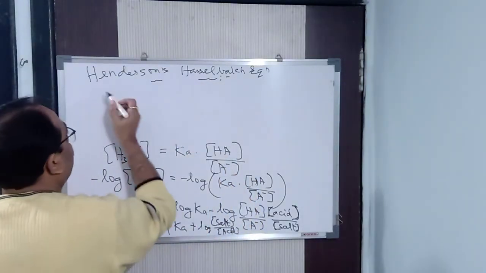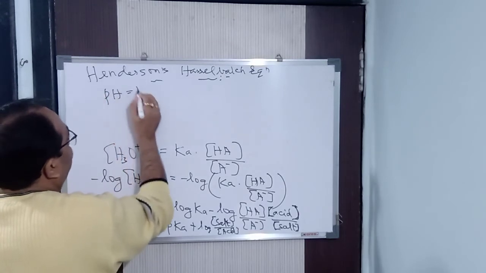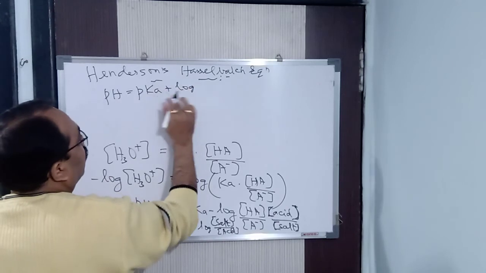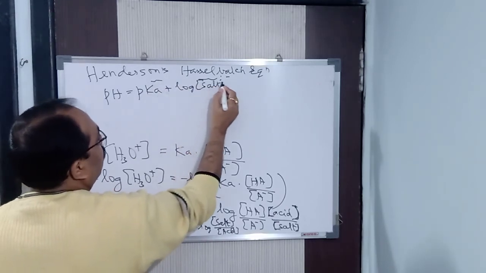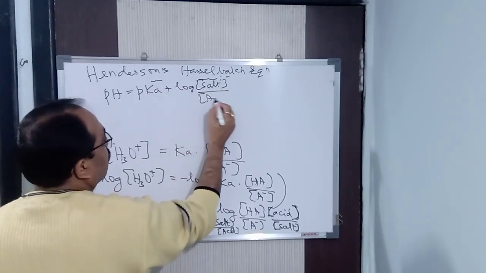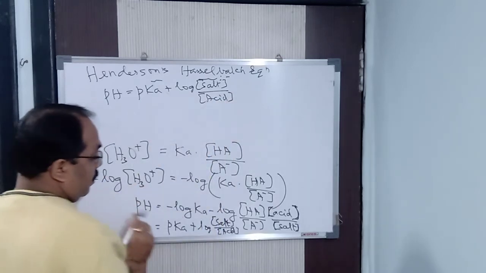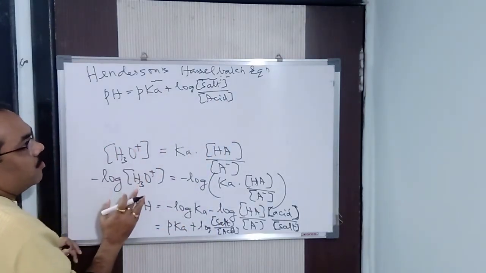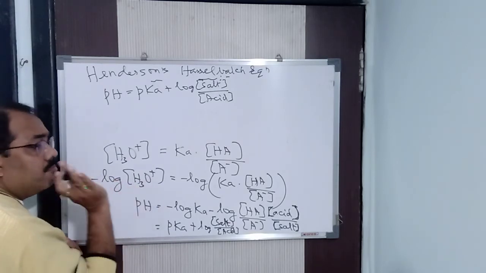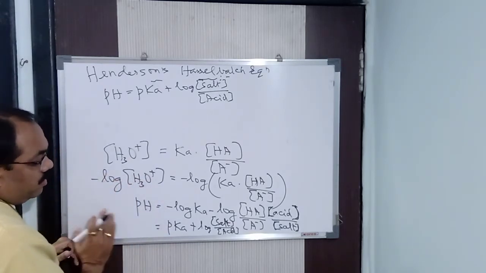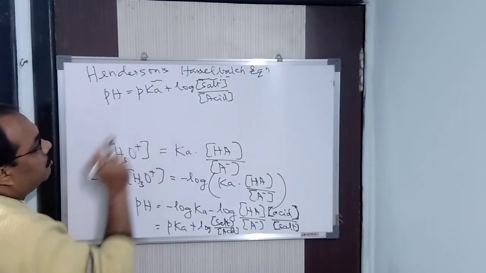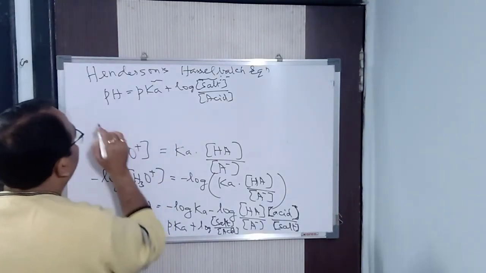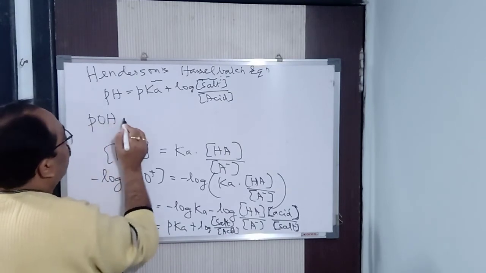So pH is equal to, from the acidic buffer you got it, pKa plus log concentration of salt by concentration of acid. That I have written it here. This is your Henderson's equation for which type of buffer? Acidic buffer. For acidic buffer we got it, pH is equal to pKa plus log concentration of salt by concentration of acid.